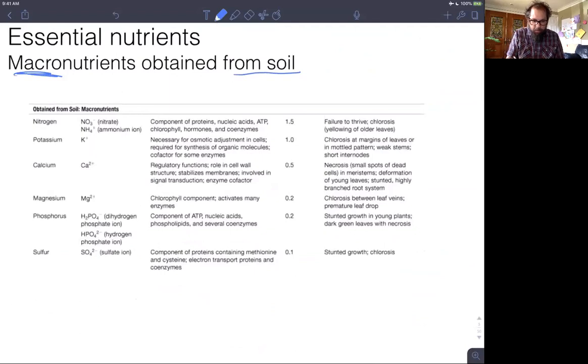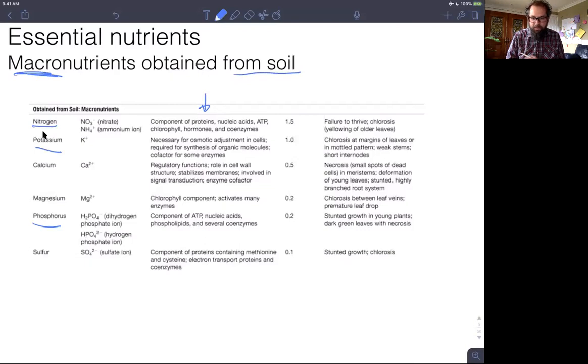And so in this column here, we see what piece of the macromolecules these macronutrients are used for. And so these include things like nitrogen, phosphorus, and potassium, NPK.